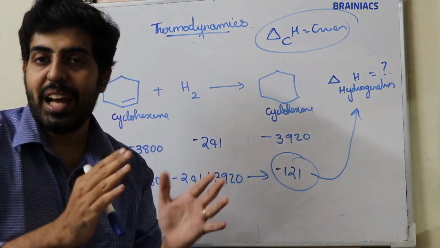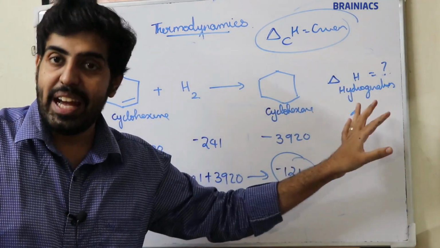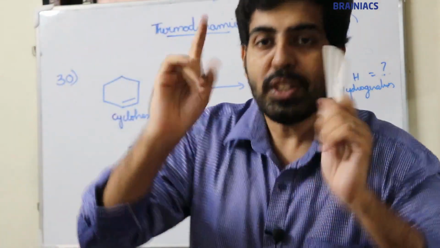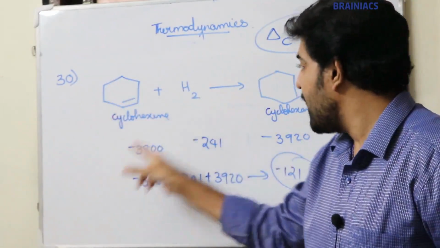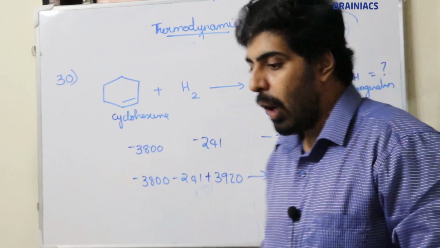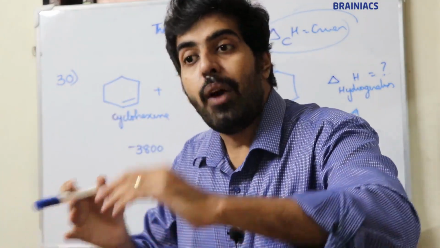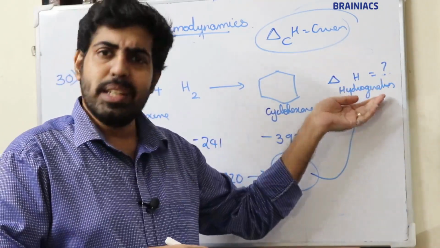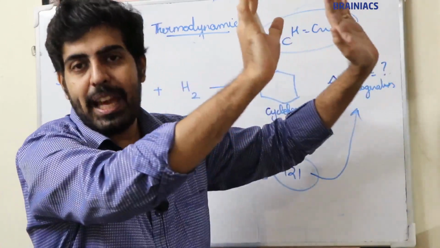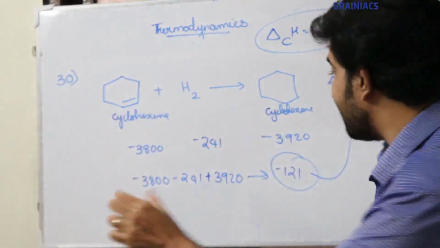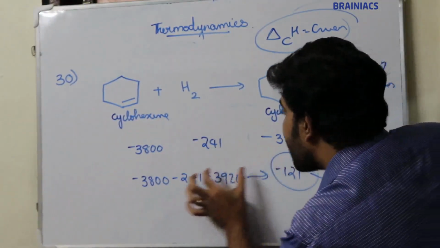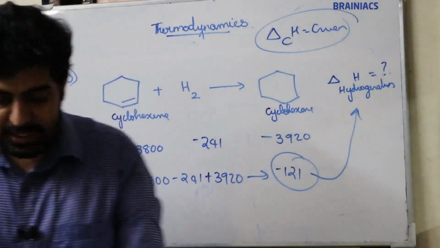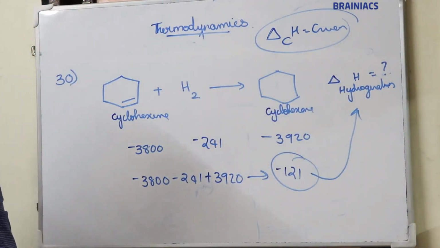This is a simple technique to calculate enthalpy of a reaction. If enthalpy of combustion is given, I'll explain once more. First you write the equation. Then below that, write the enthalpy of combustion of reactants and product. Whether it's hydrogenation or formation or any other enthalpy, it can be calculated from enthalpy of combustion values by taking the enthalpy of combustion of product to the reactant side. You'll get minus 121. You can check the answer. Answer is option 1, minus 121.